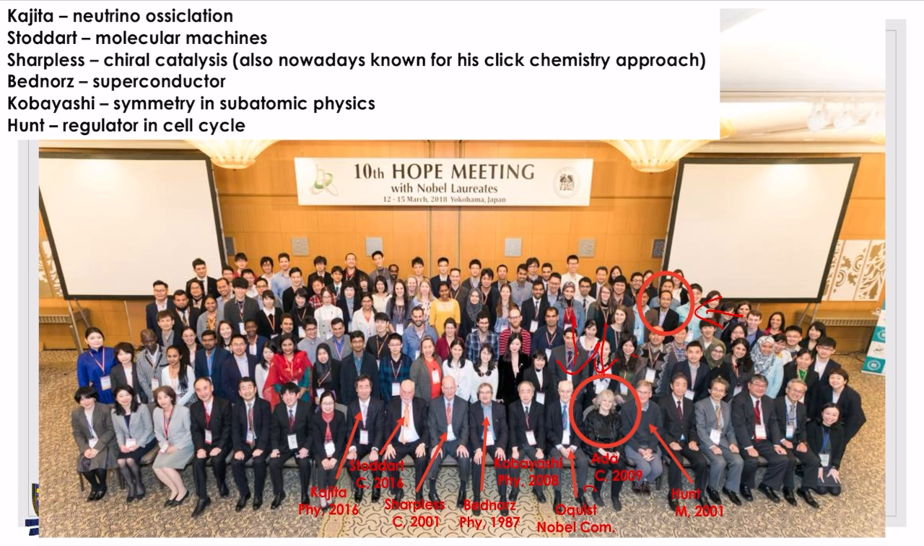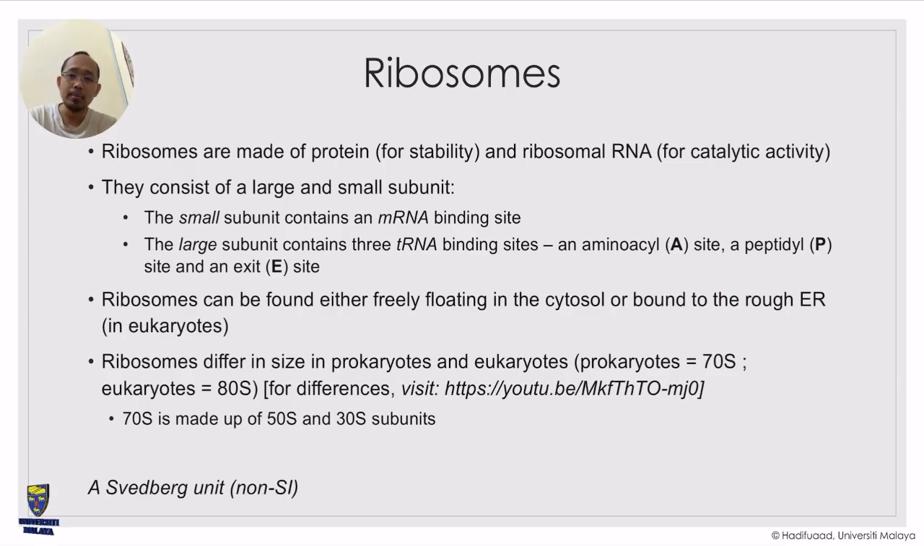I also met a few other Nobel laureates, as I mentioned over here. Professor Kajita, Stoddard, Sharpless, Menotz, Kobayashi, and Hunt. So these are all bright people talking about the research that they've done that generally brings a very, very positive impact to human life, so to say. All right, so again, let's move back to ribosomes.